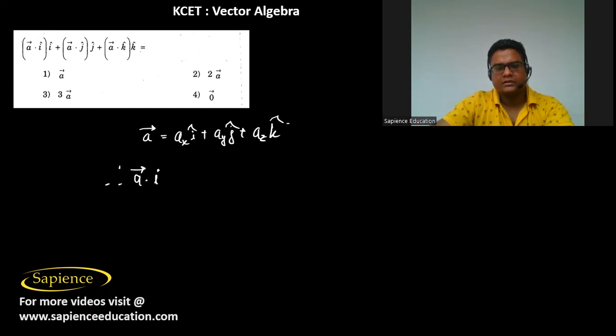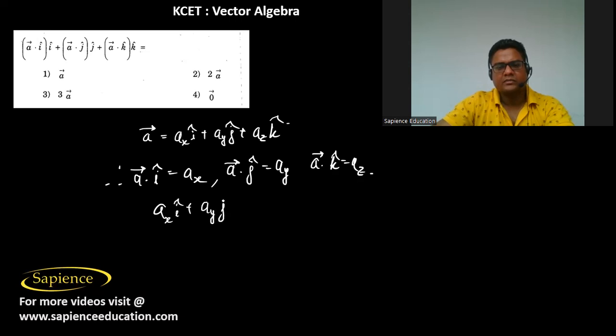Then here it is told that A dot I cap into I cap plus A dot J cap into J cap plus A dot K cap into K cap will be how much? So if vector A is AX I cap plus AY J cap plus AZ K cap, then A dot I cap will be equal to AX, A dot J cap will be equal to AY, and A dot K cap will be equal to AZ. So the given expression is nothing but AX I cap plus AY J cap plus AZ K cap, which is nothing but the vector A itself. So option 1 is the correct answer.